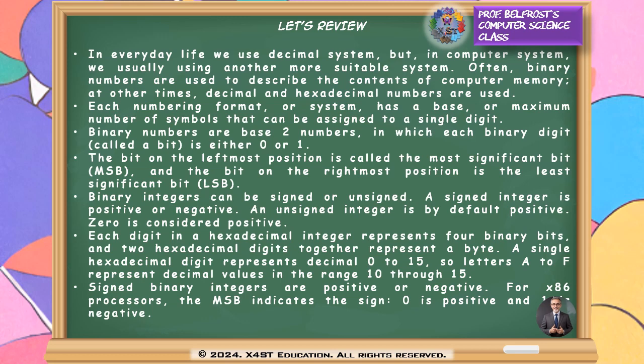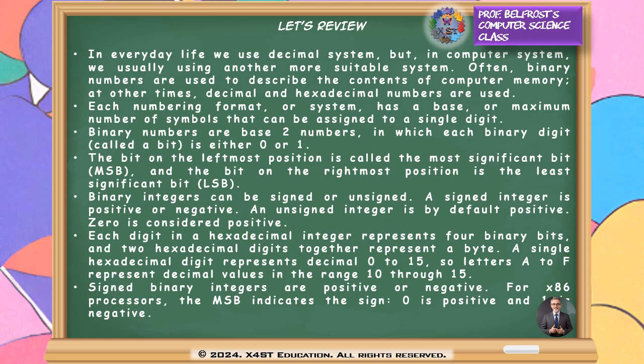Very important things to do. I'm hurrying that time. Okay, so let's review a little. In everyday life, we use mostly the decimal system, but in computer systems, we usually bring in another more suitable system. Sometimes it's binary and sometimes hexadecimal, and sometimes we also use decimal numbers.